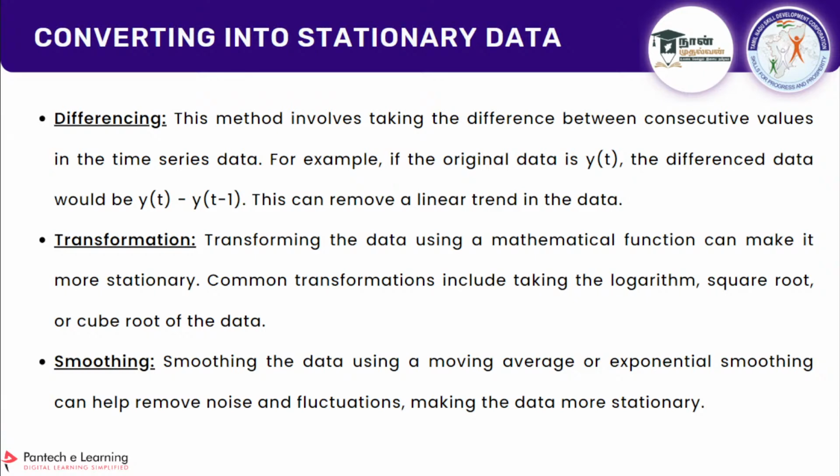When you go for the second value, the difference will be with the first value. The third value will be the difference with the second value: third minus second. The fourth value: fourth minus the third one. So this will help you to remove a linear trend in the data. With that, you can check the hypothesis, and based on it, you can check for stationarity or not. Then moving to the next one, you can do transformation.